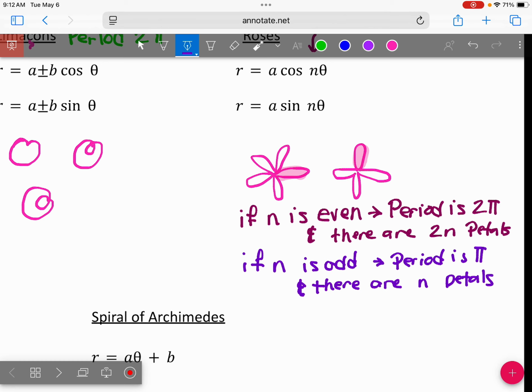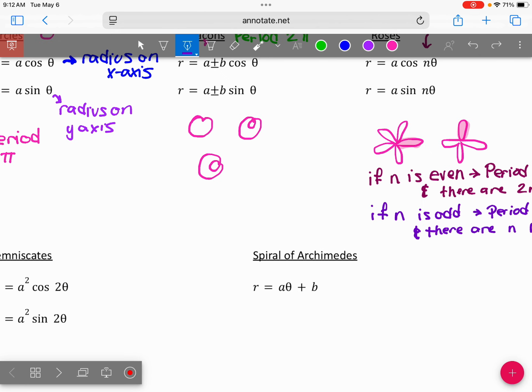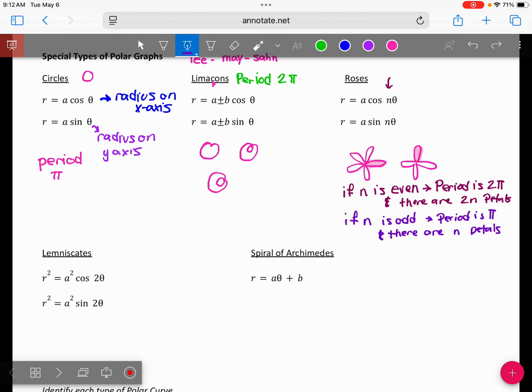And we will see these. We will graph them. I was gonna say, super close.